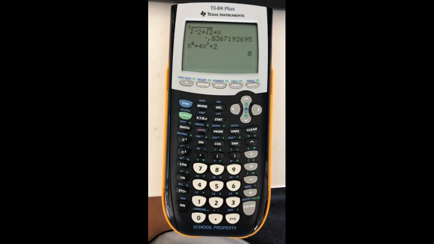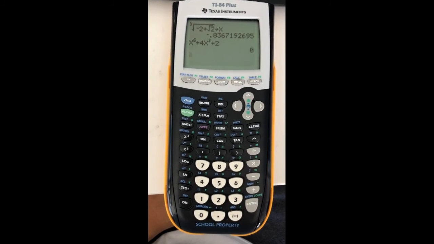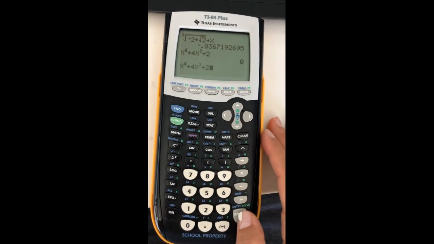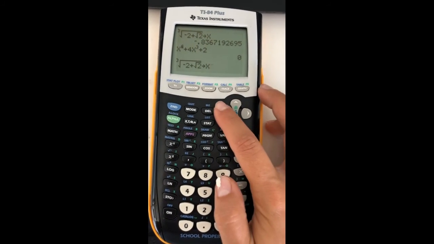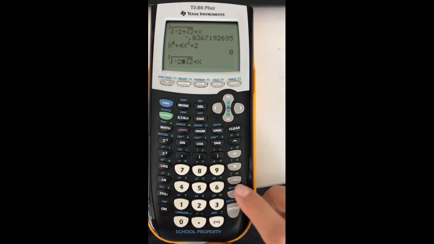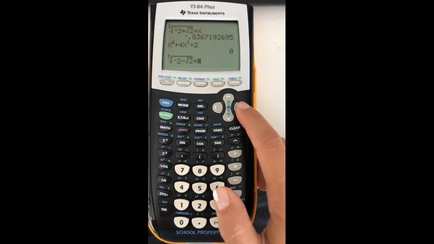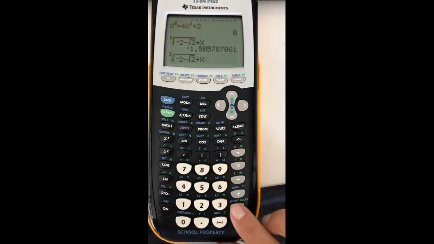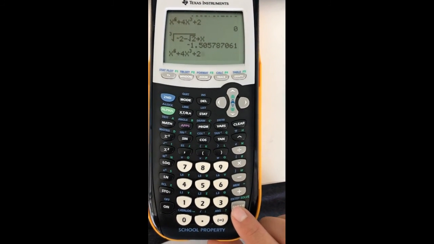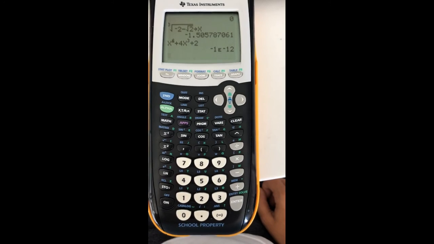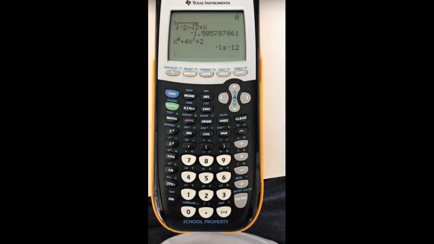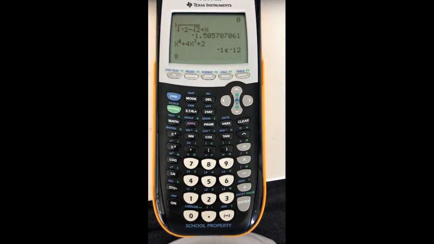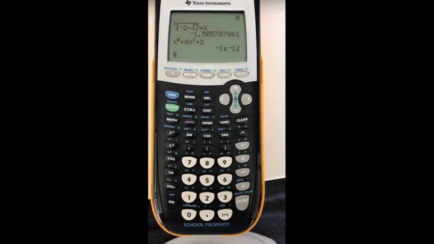Okay, then you can go ahead and do the exact same thing with negative 2 minus the square root of 2 stored in x. Or you can use your second entry to get back here. Just arrow back, change this to a minus, arrow out, enter. Now my x is stored as my second solution. Okay, so we get negative 1 e to the negative 12th. So that is not 0, but it is very, very close to 0, so it is a solution. So we are good to go.